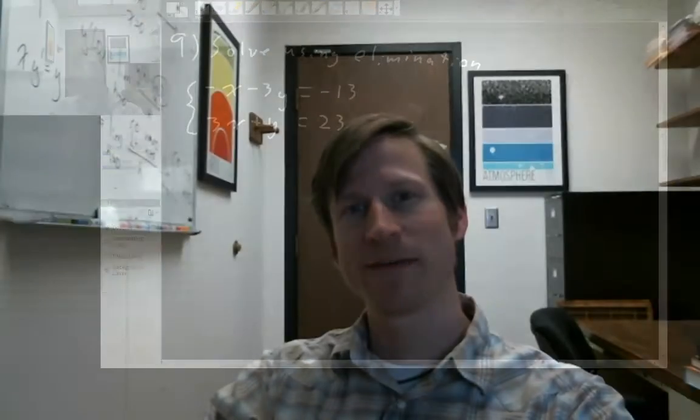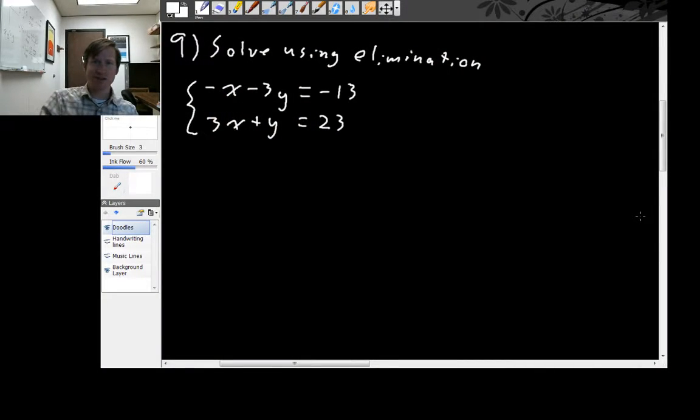Hello again. Let's do numbers 9 and 10 from the old final exam that I posted. So here's number 9, solve using elimination. The idea with solving with elimination is we're going to add these two equations together. If we can arrange for the coefficients on either x or the coefficients on y to be the same but opposite, then when we add them, they'll cancel.